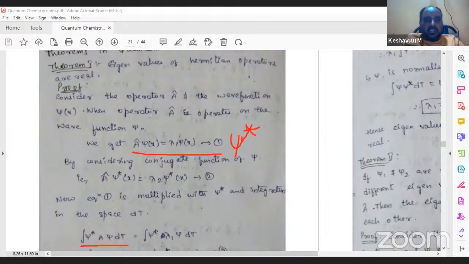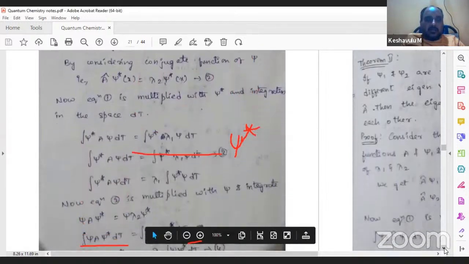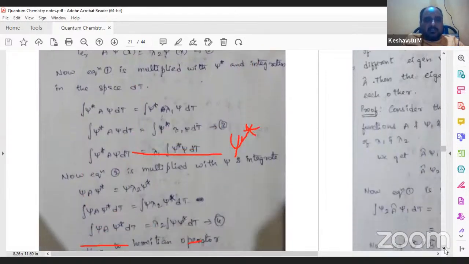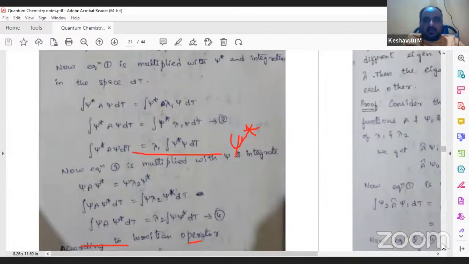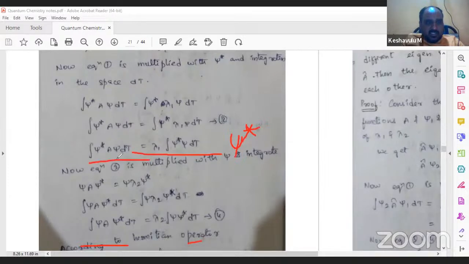both sides. That is the integral within the limits, that is the d tau, right? Small limits we are utilizing, that's why d tau integration, right? So then we'll get equation number 3. What was that equation number 3? This is the equation: integral of psi star into A into psi into d tau is equal to lambda 1.